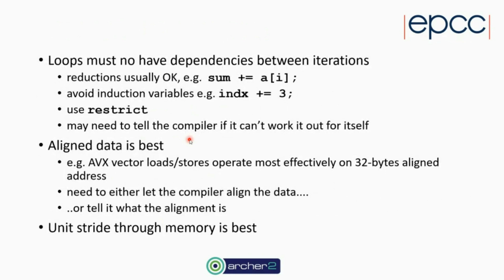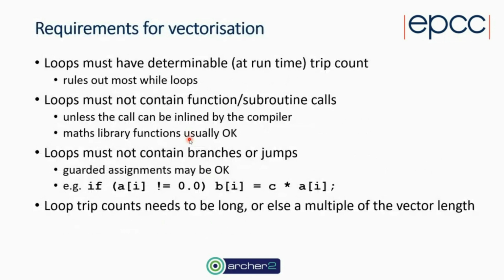Loops must also have no dependencies between iterations. So a guarded assignment here is effectively: I'm only going to update B if this condition is true. And so the reason that the assignment here is B equals C times A, and the guard here is this if statement. If A is not equal to 0, then I can do this statement here.